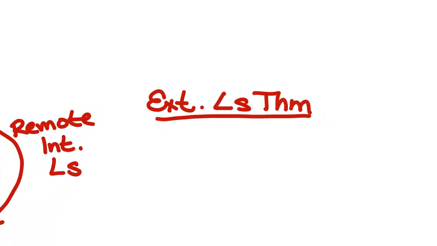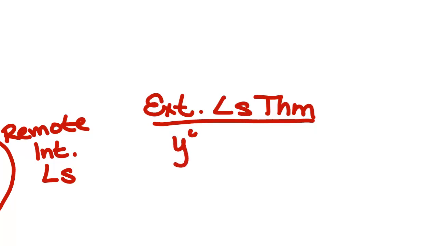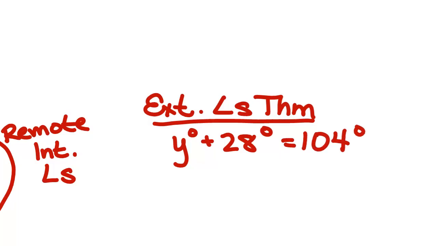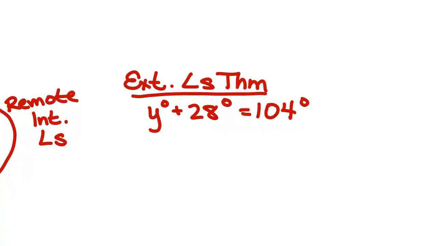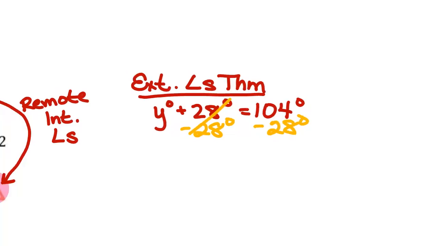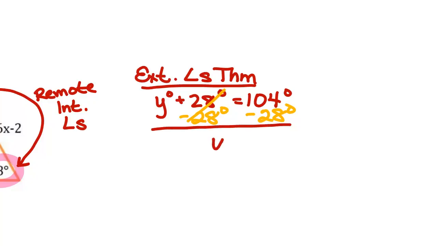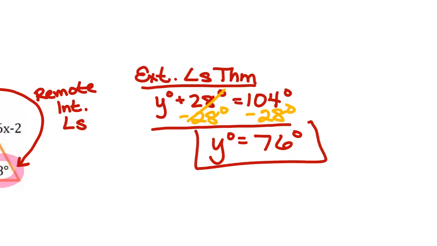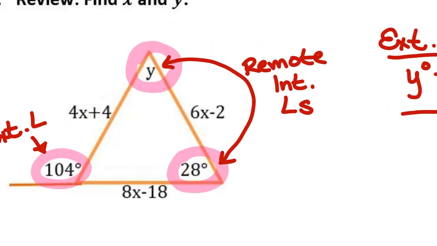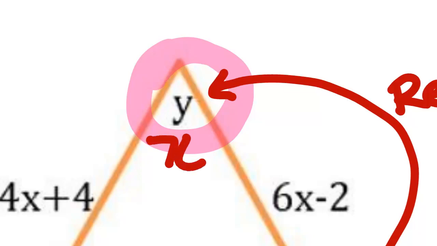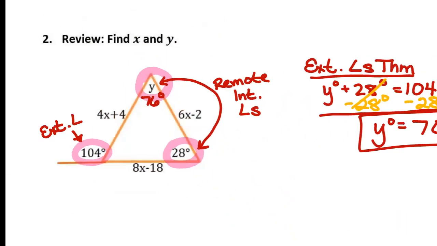Exterior angles theorem says I'm going to take y plus 28, set it equal to 104, my exterior angle. So then I subtract 28 from both sides. And that means y is how big? 76. So y is 76. I'm going to add that to my picture. This is 76 degrees.